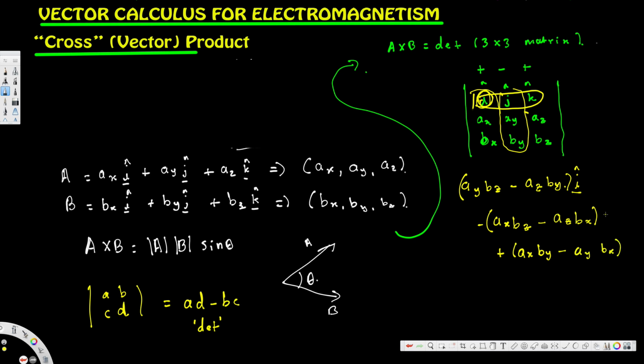So this is the i component, this is the j component, and this is the k component. And that's how we do the cross product. This is equivalent to a cross b. I hope this helps. Thanks for watching.